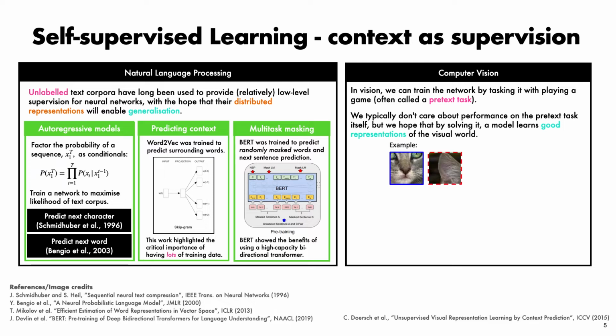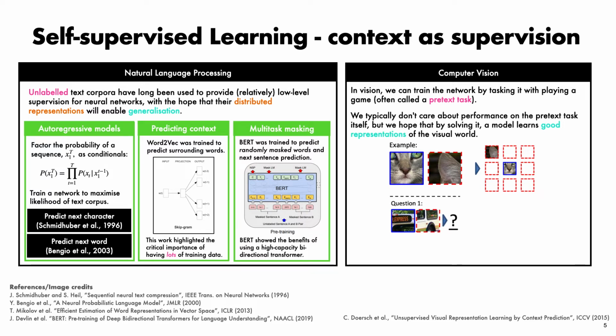Work by Carl Doersch and colleagues illustrates this idea nicely. A network is shown two image patches. These image patches have been cropped from nearby regions in the same image. The pretext task for the model is to guess the relative position of the red dashed crop to the blue crop. Here's an example. Ask yourself, where does the red dashed crop belong relative to the blue crop?